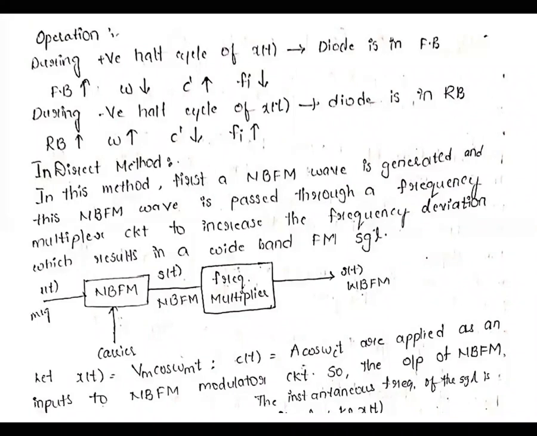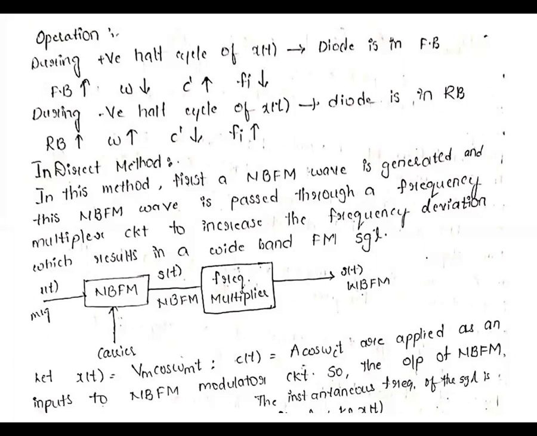So at the positive peak, minimum frequency is generated, that is F minimum. At that point the resonance is expressed for the minimum frequency. At the negative peak, the diode is reverse biased. At reverse bias, the tank circuit is in resonance for the maximum frequency. Please note this point.